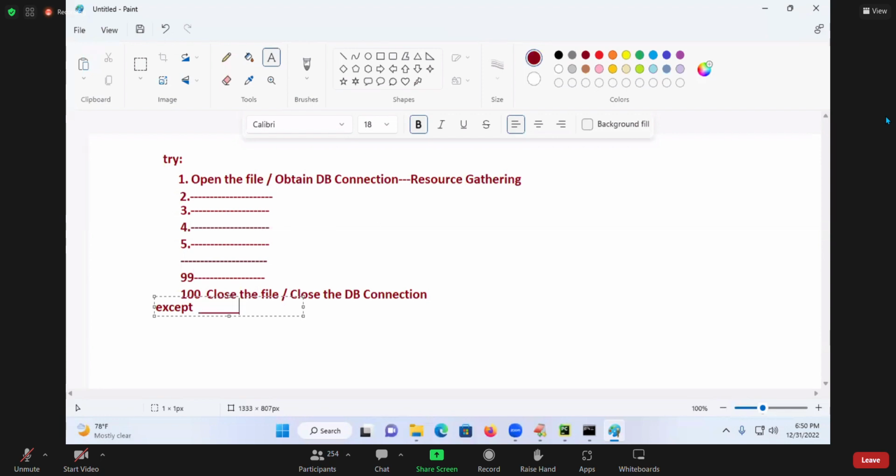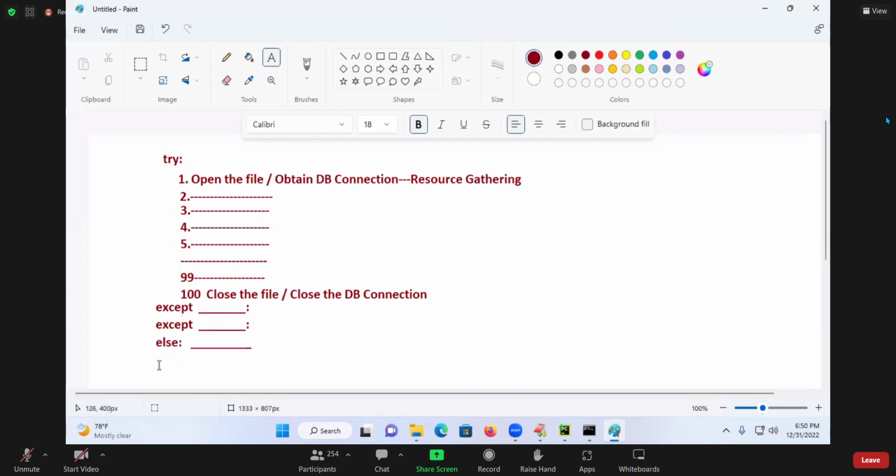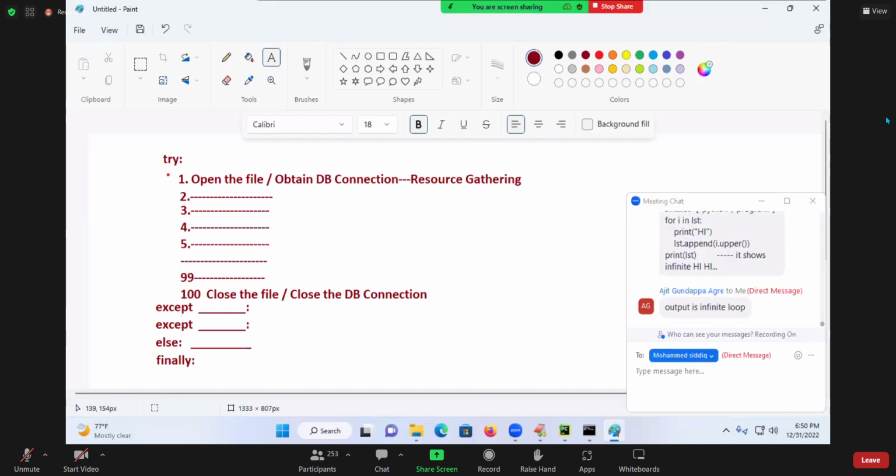I wrote try, and I am writing what here? Some sort of except block is written. Some sort of exception is available. Like that, I am having some more exceptions in my program. And what is there also here? Else is also there. Else related kind of code is also written. And next is not what is also there.